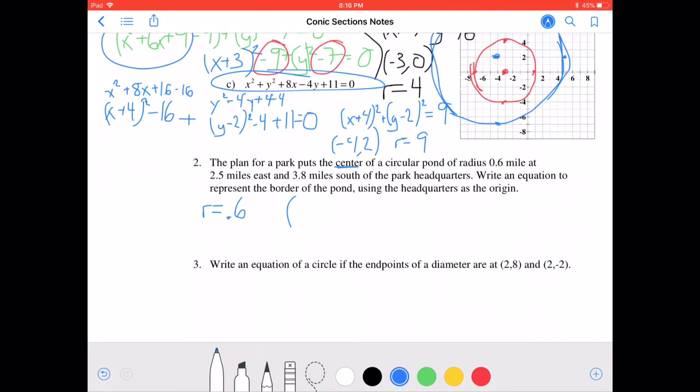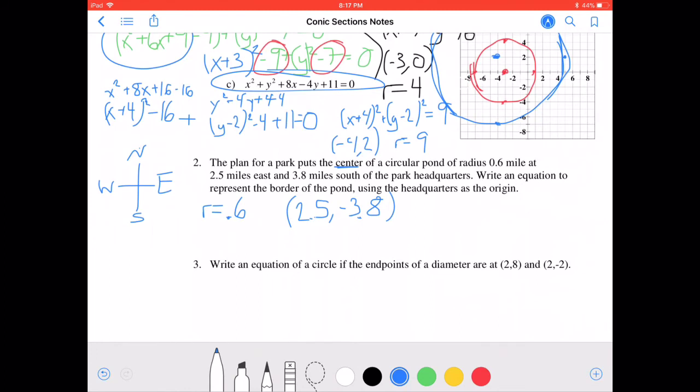So remember, if we are east, that is in the x direction, positive, right? We have north, east, south, west. So their center would be at positive 2.5. And then south is negative in the vertical direction, so that'd be negative 3.8. So now that we have our information, we can put this together into the equation.